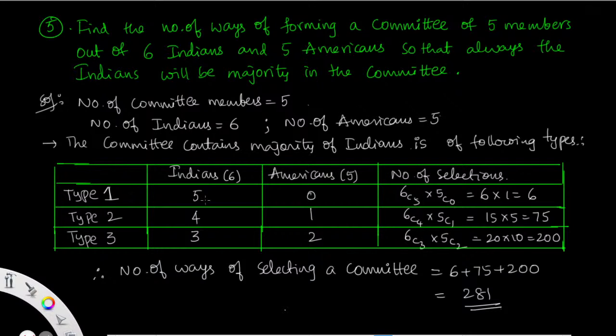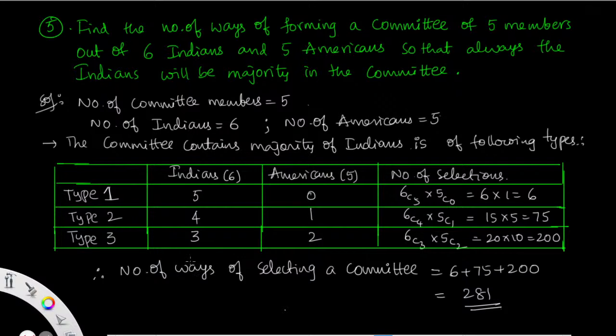So let us start with the maximum number, which is 5. The committee should be completed with 5 members. If we select 5 out of 6 Indians, the Americans should not be taken, that is 0 ways. Next, type 2: if we select only 4 out of 6, then the Americans' choice is only 1, because the total number of committee members should be 5. If 4 are taken here, then you get only one person from the Americans. Then the Indians will be 3 and the Americans should be 2.